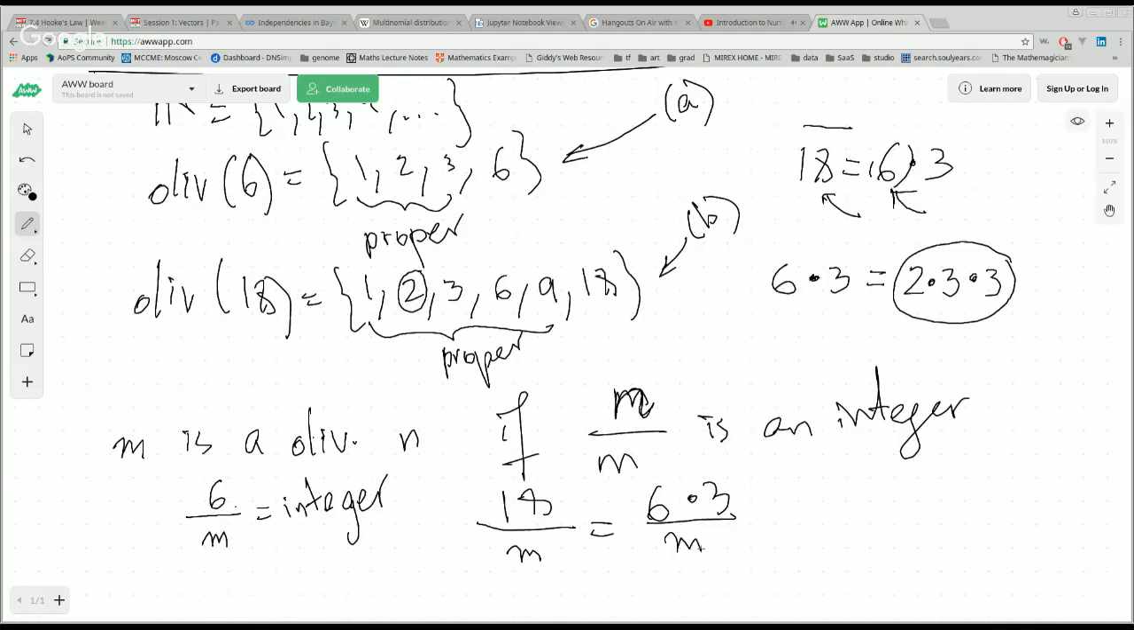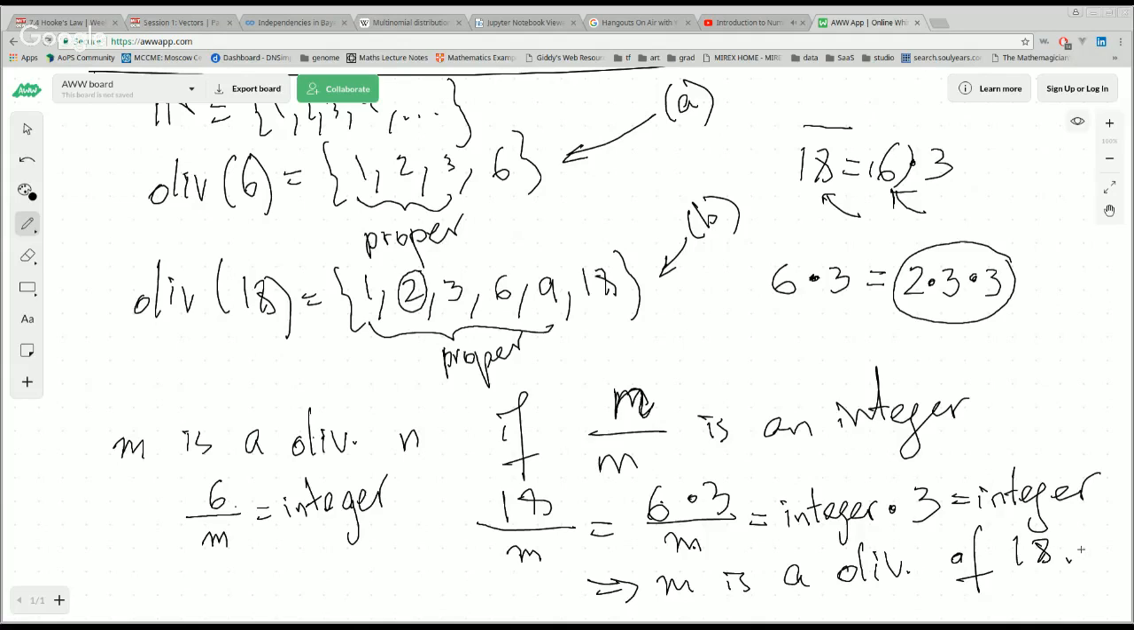What do we know? We know that m is a divisor of 6. That means if I take 6 and divide by m, I get an integer. So what does this give me? This gives me an integer times this 3. Well, an integer times 3 is again an integer, right? So 18 divided by this m, any one of these numbers, is an integer. What does that mean? By definition, this implies that m is a divisor of 18.